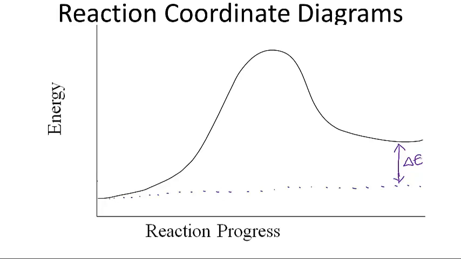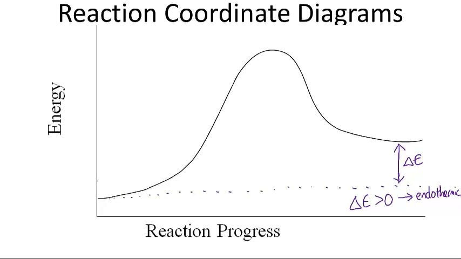And I'm not necessarily being clear on what I mean by energy here. Later in the year, we'll distinguish between what we call enthalpy and Gibbs free energy, and I don't want to go there right now. But what this tells me is this is an endothermic reaction, okay, because delta E is positive. All right. There's another piece of information I can get.